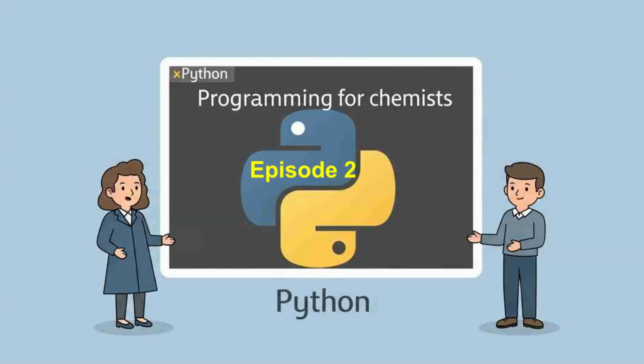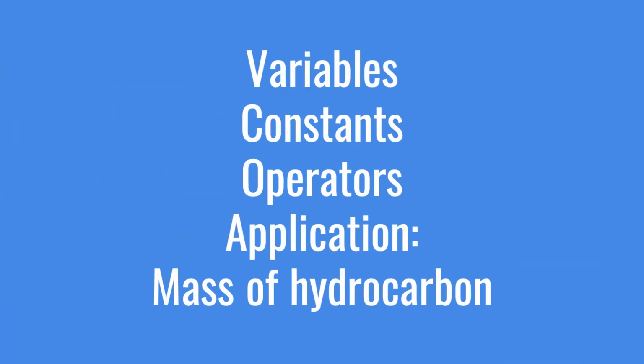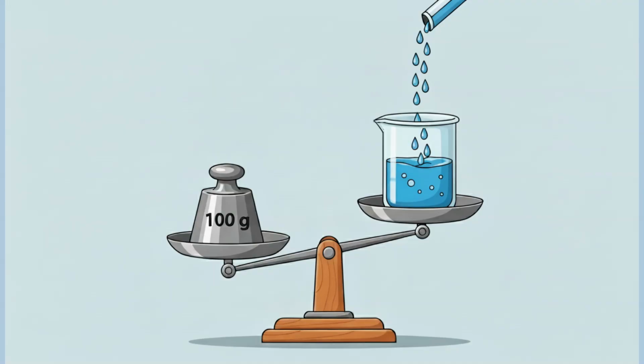In our last episode, we dipped our toes into Python basics. Today, we're mixing chemistry with programming again, this time exploring variables, constants, and operators to calculate something every chemist loves: molecular mass. Think of a variable as a beaker in your lab.